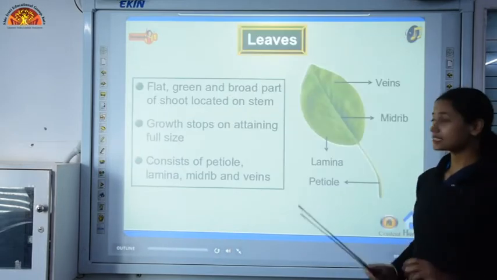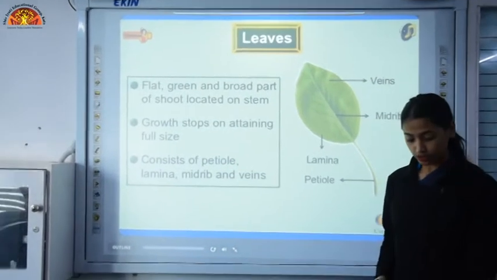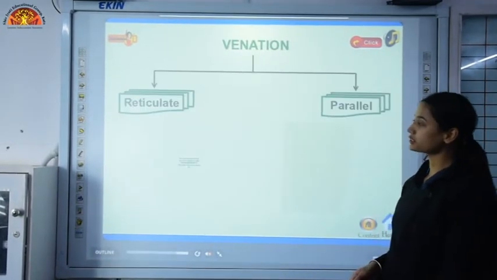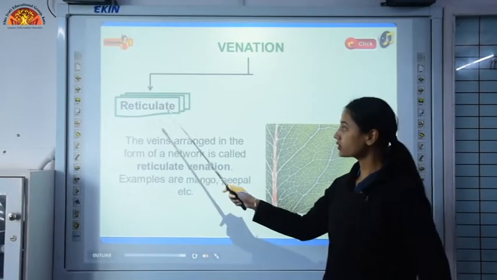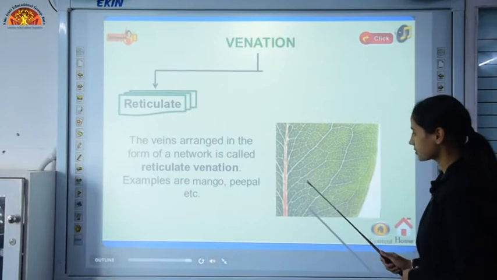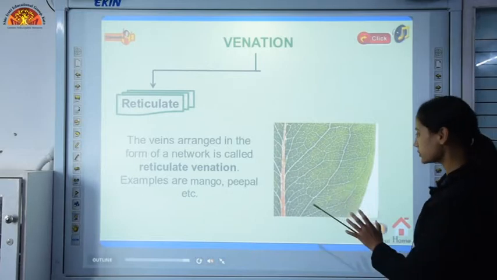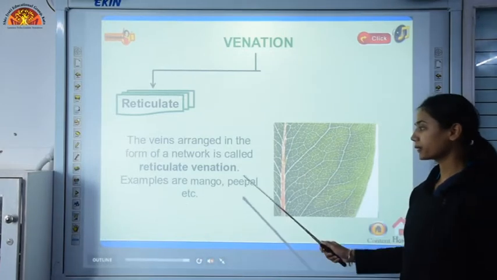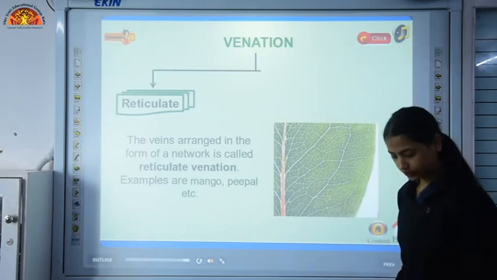Then you will find that these veins are arranged in a particular manner. They form a pattern. That pattern, that arrangement of veins, is known as venation, and it is of two types: reticulate and parallel venation. In reticulate venation, the veins are arranged in the form of a network. You can see this is a network, a web-like structure. This type of venation is known as reticulate venation. Examples of plants are mango and peepal. The leaves of these plants have veins like this, reticulate venation.